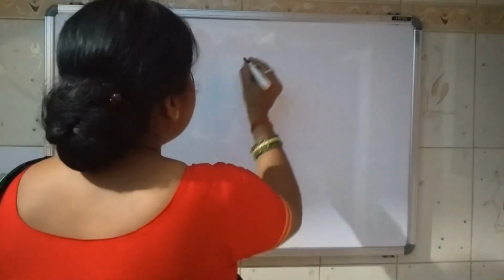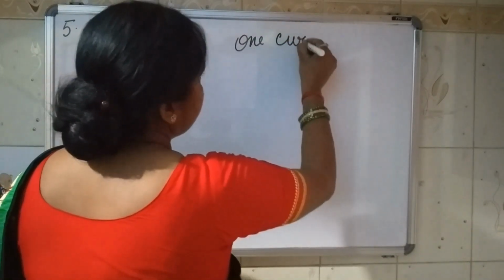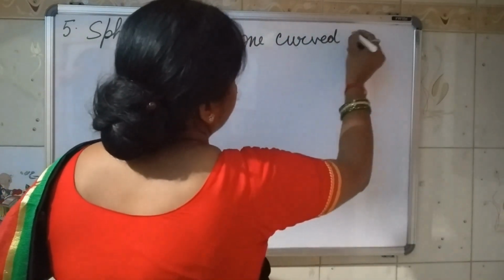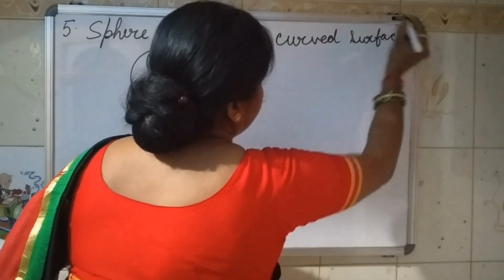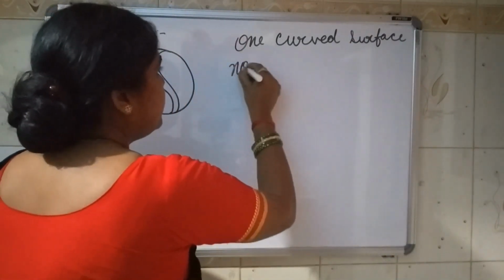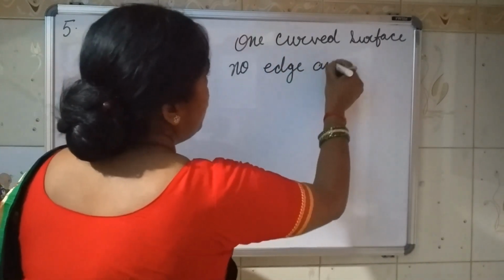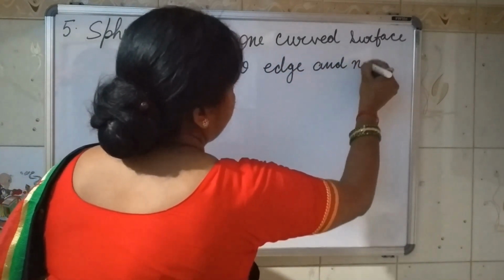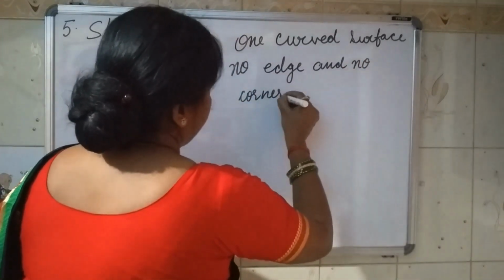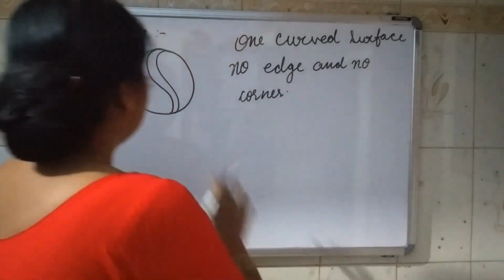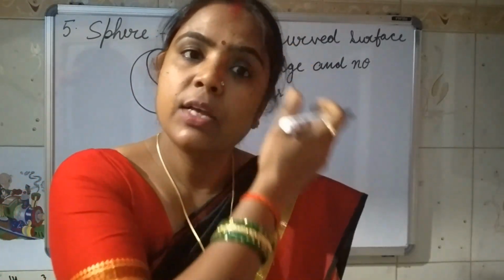Okay? A sphere is having one curved surface, no edge and no corner. Clear to you? So this is a sphere. This is all about how to draw the solid shapes.